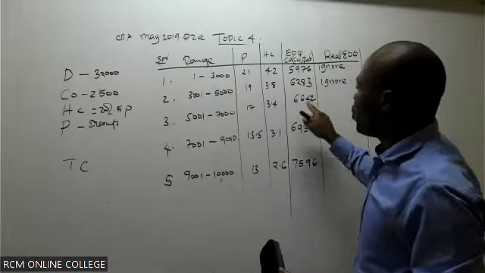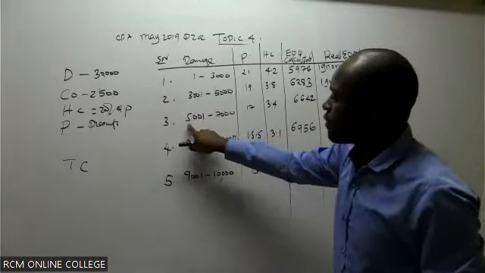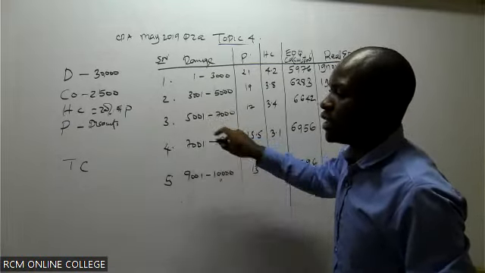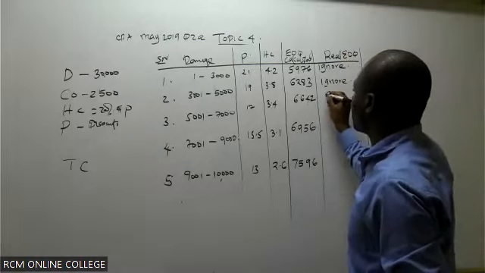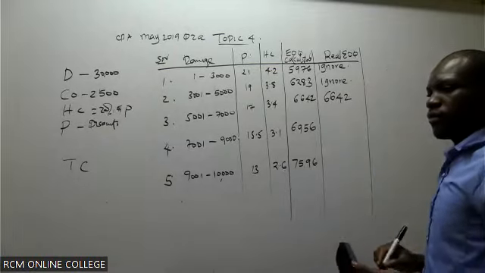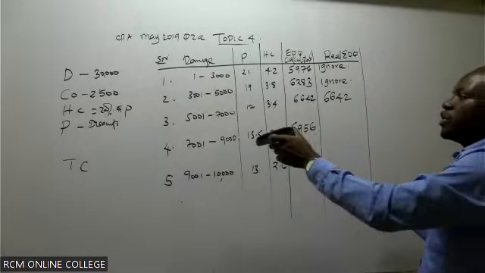So, should they allow you to order this exact quantity? Don't go for 5,001. Don't go for 7,000. Just order the exact quantity. So, our real economic order quantity will remain to be 66.42. Why? Because it is within the range.